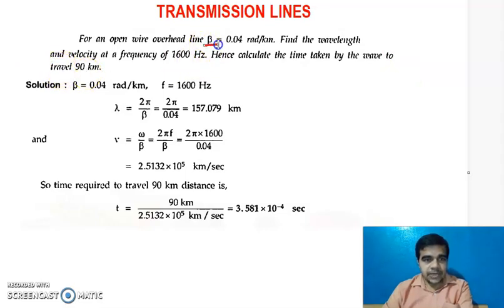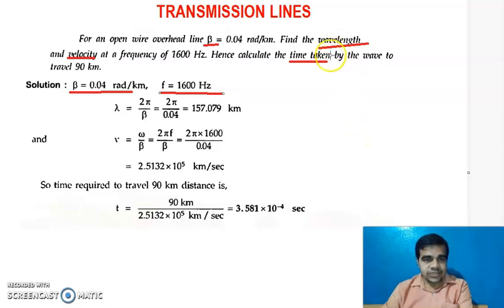So here beta is your phase constant. So phase constant beta is given. We need to find the wavelength and the velocity, and finally we need to calculate the time taken. So in the question, your phase constant beta is given and the frequency is given.